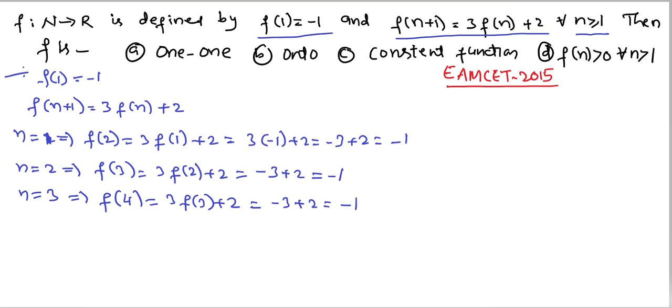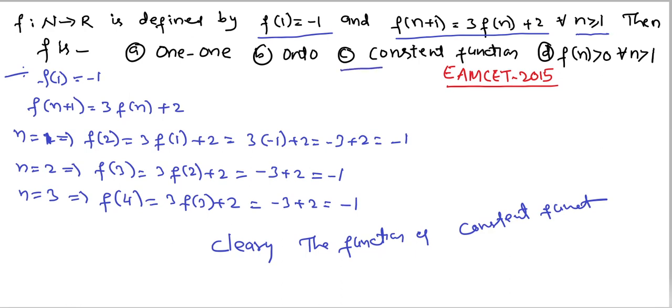So here the values: f of 2 is minus 1, f of 3 is also minus 1, f of 4 is also minus 1. Clearly the function is a constant function. Here the third option is the answer.